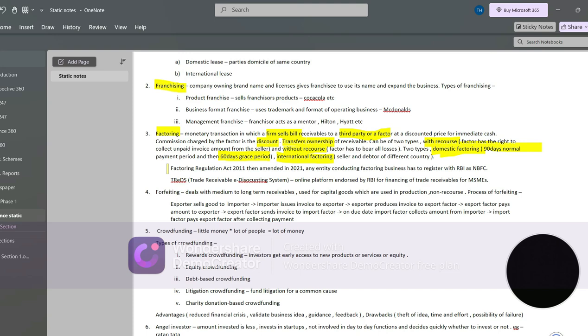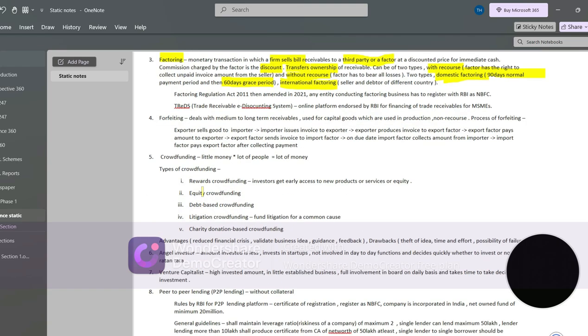Now, the Factoring Regulation Act 2011 came in 2011 and was later amended in 2021. It states that any entity conducting factoring business has to register with RBI as a non-banking financial company (NBFC). Also, there is the trade receivables and e-discounting system. This is an online platform endorsed by RBI for financing trade receivables for MSME. So this is a platform for factoring basically.